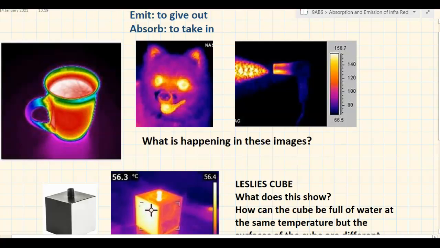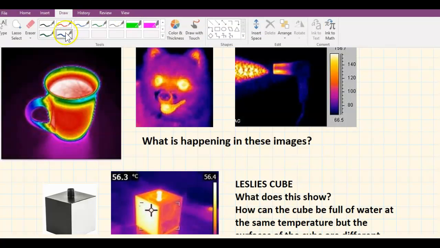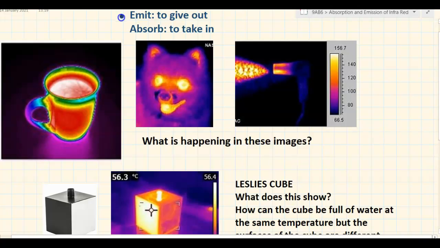Okay, two words we're going to use a lot. Number one, we need to use the word emit, which means to give out, and we're going to use the word absorb, which means to take in. And all through this lesson today, and when you're doing the activity in a minute, you need to think to yourself, is the thing that I'm talking about hotter or colder than the surroundings? Because all objects are doing both of these things, emitting and absorbing infrared at the same time.